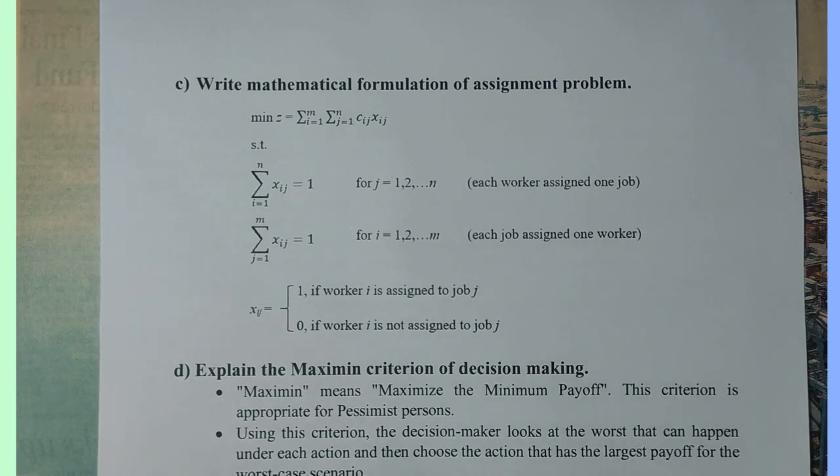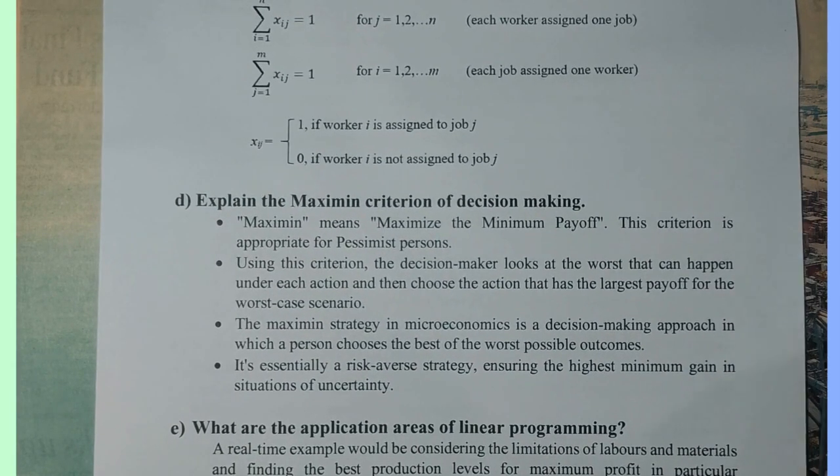The next is question number 1D, that is, explain the maximin criteria of decision making. So maximin means maximize the minimum payoff. So this criterion is appropriate for pessimistic persons. Using this criterion, the decision makers look at the worst that can happen under each action, then choose the action that has the largest payoff for the worst case scenario.